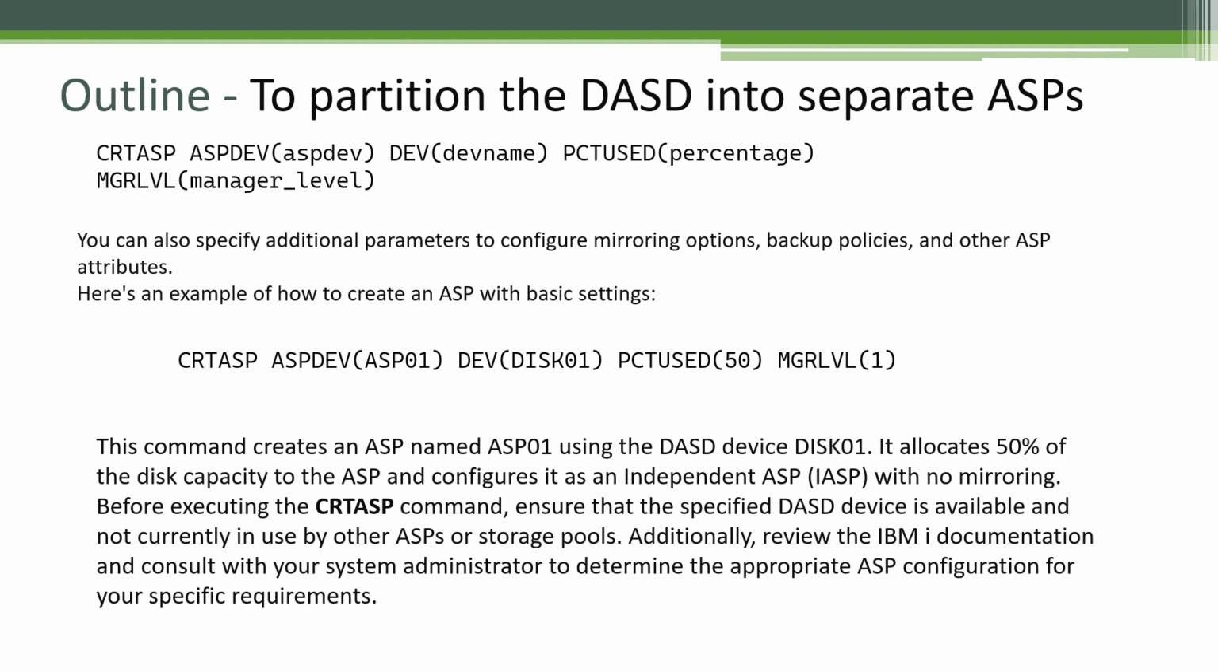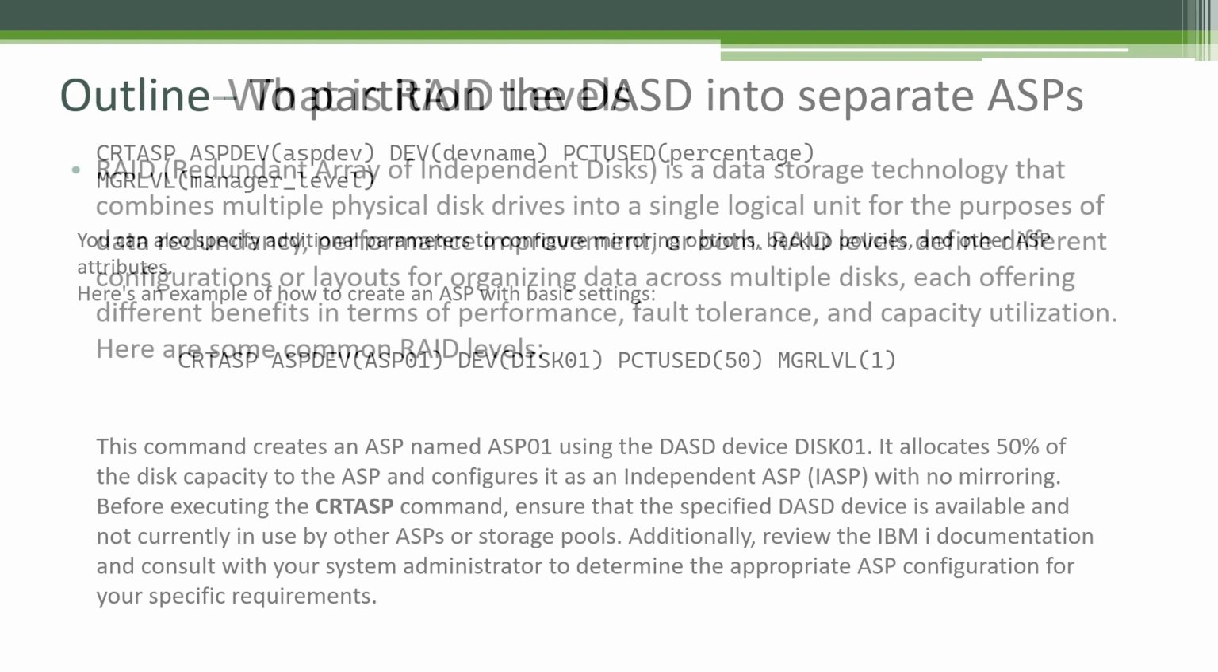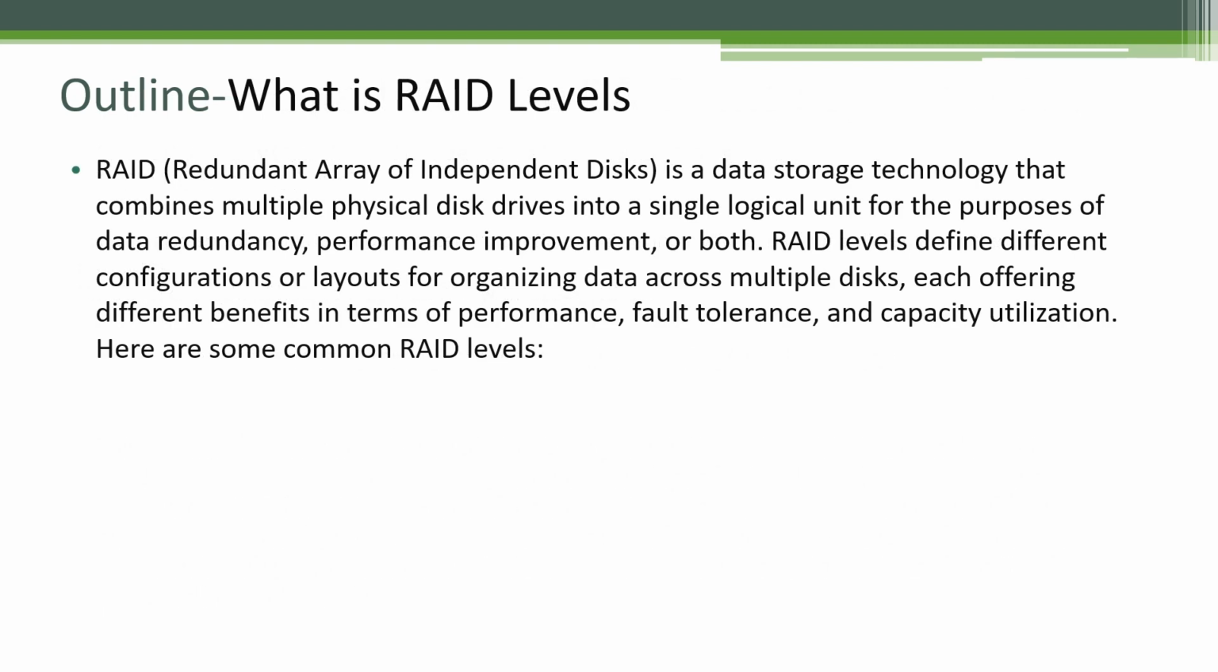What are RAID levels? RAID is a data storage technology that combines multiple physical disk drives into a single logical unit for the purposes of data redundancy, performance improvement, or both. RAID levels define different configurations or layouts for organizing data across multiple disks, each offering different benefits in terms of performance, fault tolerance, and capacity utilization. Here are some common RAID levels.